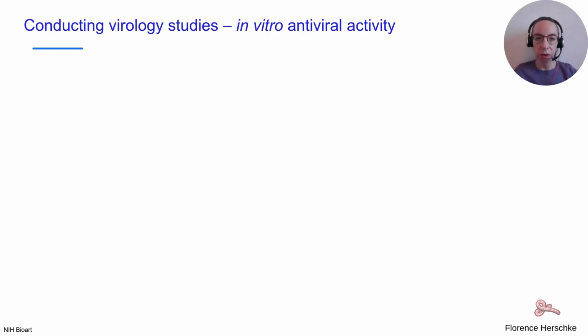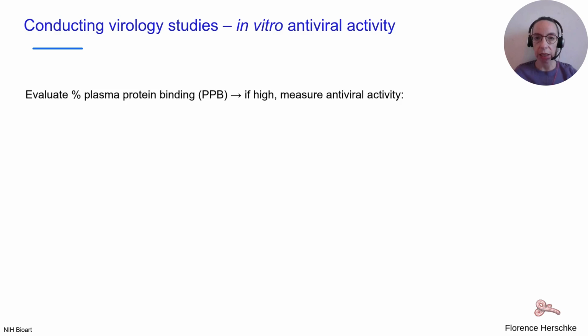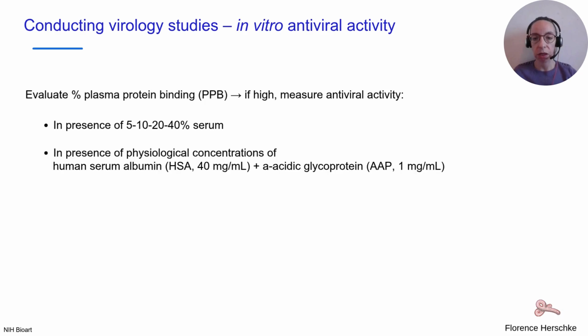For small molecules, the FDA advises to evaluate the percentage plasma protein binding, and if it is high, to measure the antiviral activity either in presence of human serum at different concentrations, so 5, 10, 20, and 40%, or in presence of physiological concentrations of human serum albumin and alpha acidic glycoprotein. From these, you should derive a serum adjusted EC50.